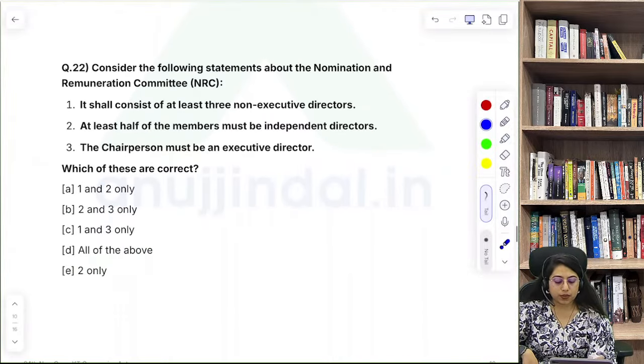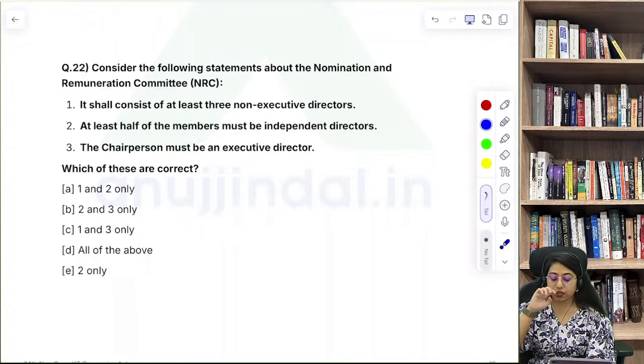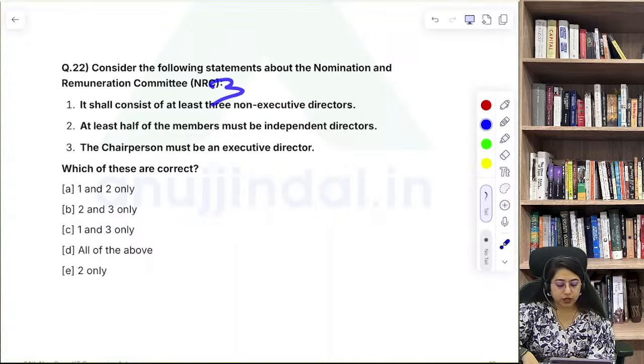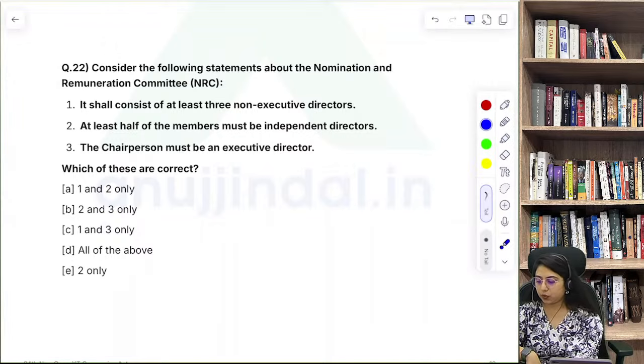Consider the following statements about the nomination and remuneration committee. It shall consist of at least three non-executive directors. At least half of the members must be independent directors. The chairperson must be an executive director. Which of the following statements are correct over here? Question number 22.